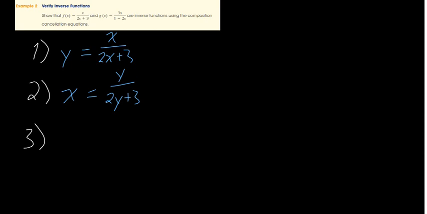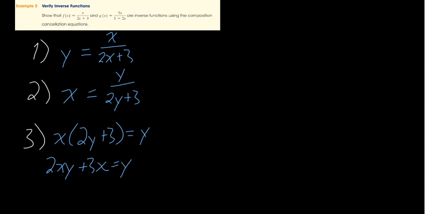Okay, so we're going to multiply both sides by 2y plus 3. So we're going to have x times 2y plus 3 is equal to y. Let's go ahead and distribute that x through. We're going to have 2xy plus 3x is equal to y. All right, same thing as the example that we did earlier, right? I can probably get one more line out of this. So we're going to subtract 2xy from both sides. So we're going to have 3x is equal to y minus 2xy.